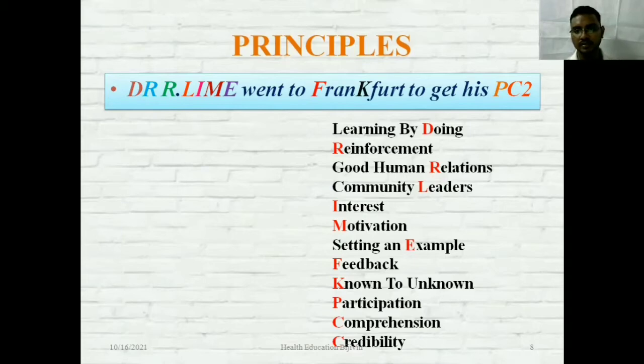So learning by doing, reinforcement, good human relations, community leaders, interest, motivation, setting an example, feedback, known to unknown, participation, comprehension, and credibility. Dr. Orline went to Frankfurt to get his PC2. Like this, you can remember the principles of health education. Then we'll see them one by one.